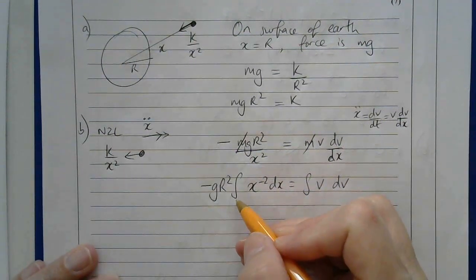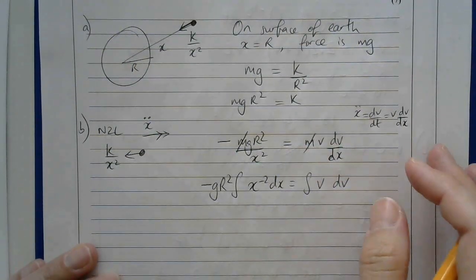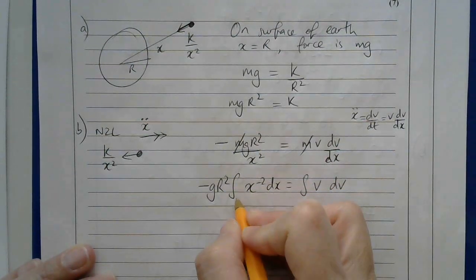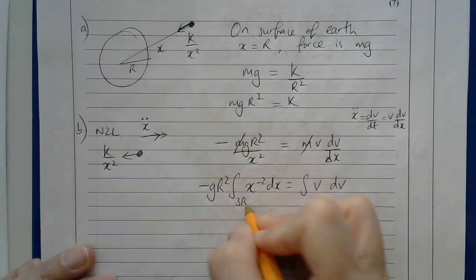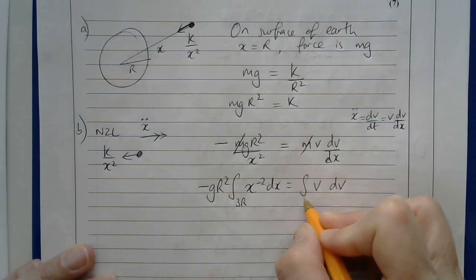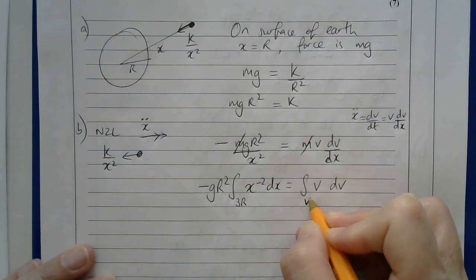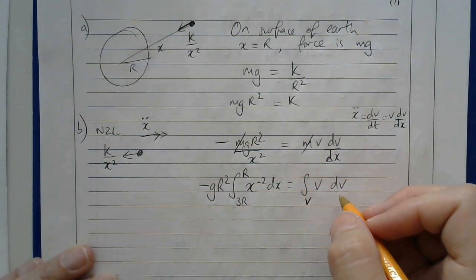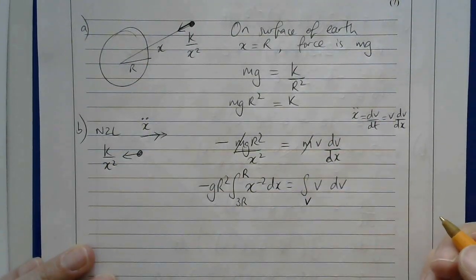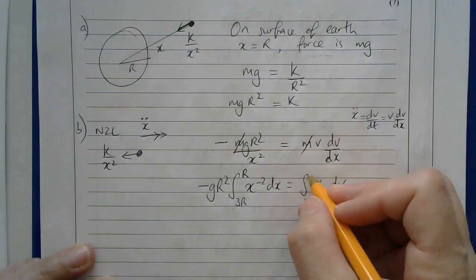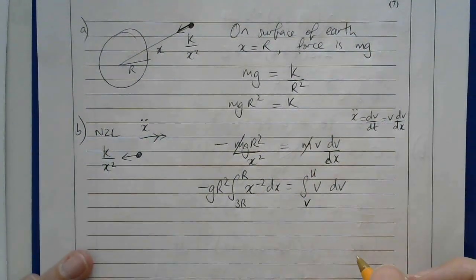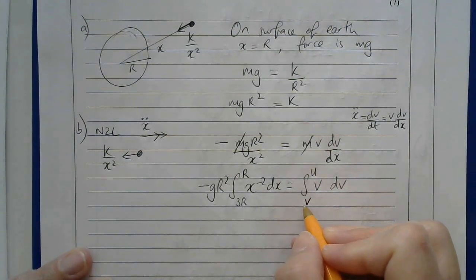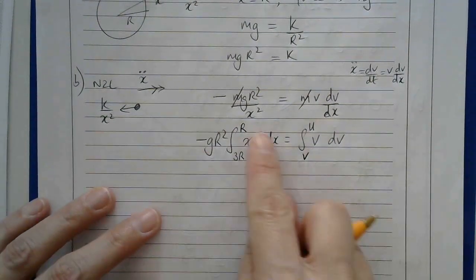Now the values of x and the values of v to put in, well, I know that when the distance is 3r, then the velocity is v, and I know that when the distance is r, then the velocity is what I'm looking for, so I'll need to use a new letter, nothing too confusing, let's call this u. Okay, so I can now integrate.